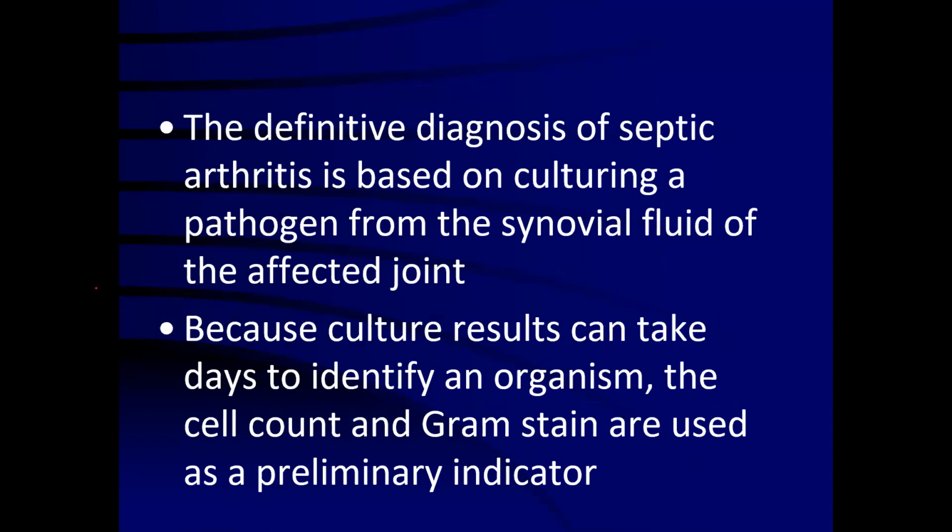The definitive diagnosis of septic arthritis is based on culture of a pathogen from the synovial fluid of the affected joint. Because the culture results can take days to identify an organism, the cell count and the gram stain are used as preliminary indicators. Nowadays, we don't depend so much on the gram stain, but it helps us.